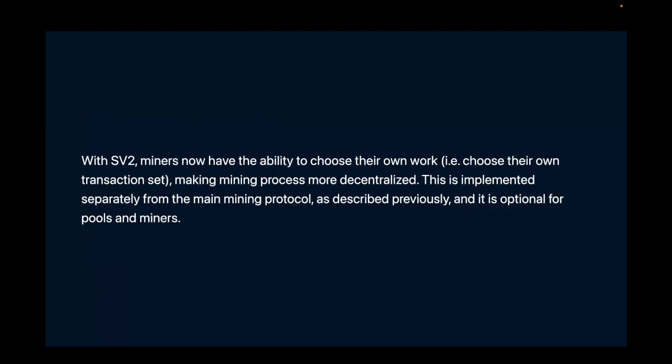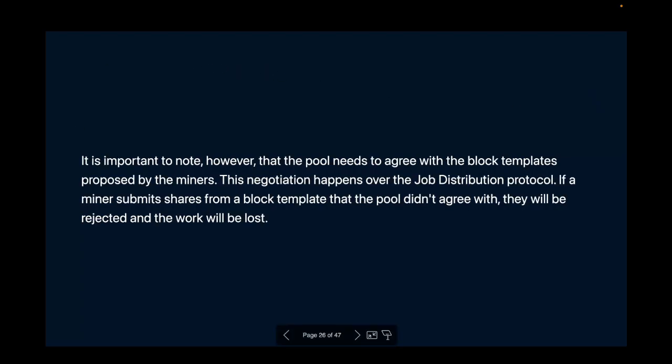So with Stratum V2, miners now have the ability to choose their own work, to choose their own transaction set, making the mining process more decentralized. This is implemented separately from the main mining protocol as described previously and is optional for pools and miners. It is important to note, however, that the pool needs to agree with the block templates proposed by the miners. This negotiation happens over the job distribution protocol. If a miner submits shares from a block template that the pool did not agree with, they will be rejected and the work will be lost.